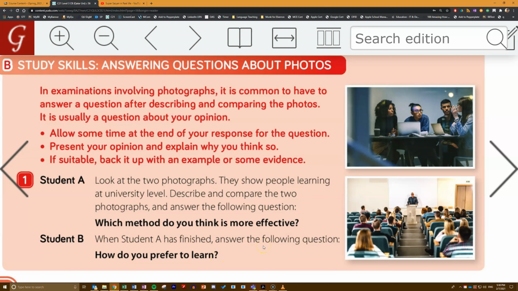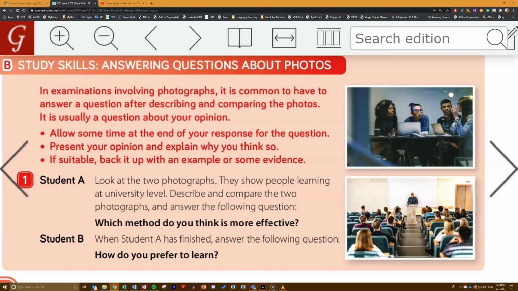So, what you can take away from this is that in your speaking quizzes, it will probably be you and a friend. You may be looking at two pictures. You will probably need to describe each picture. Then, compare and contrast the pictures. How are they similar? How are they different? And then answer a question about your opinion about some topic from the pictures.